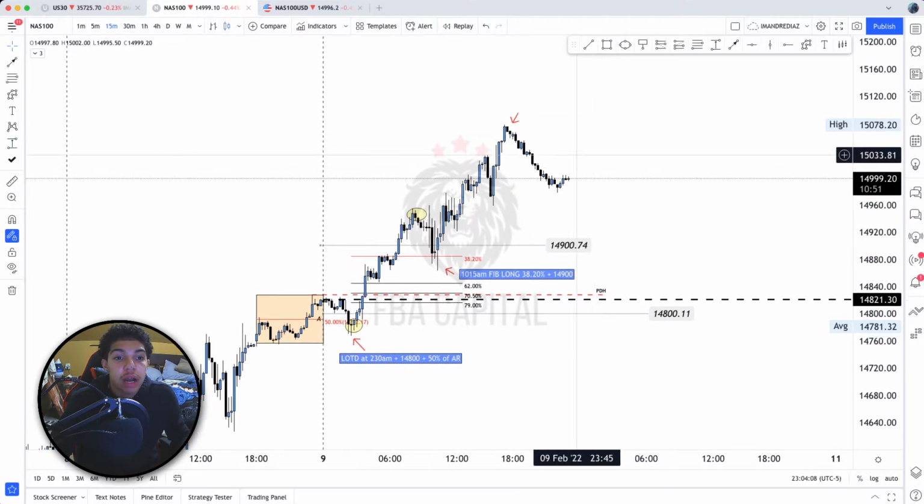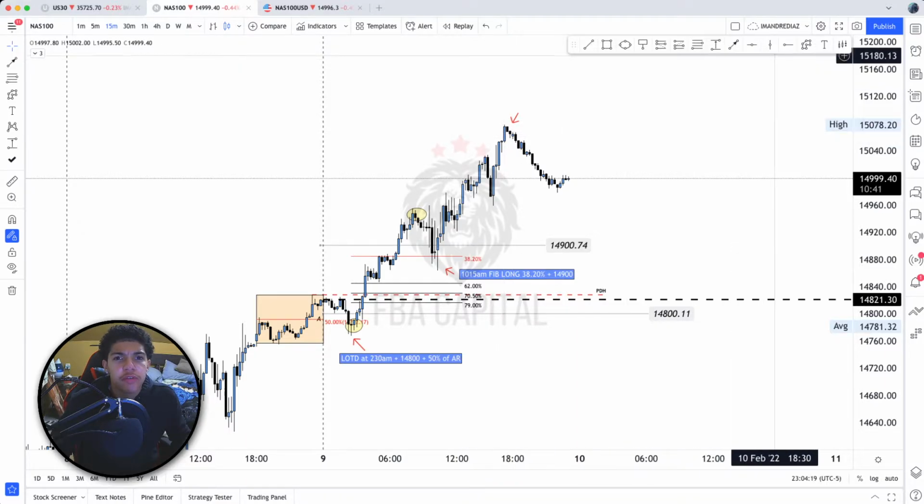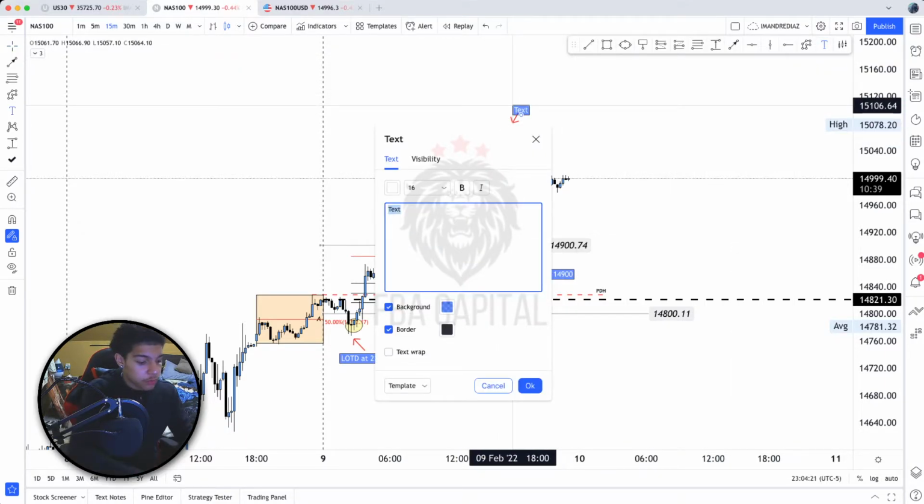Now we're going to bring our eyes to this area up here. Why is this significant? Because this is the high of the day. What time was this created? The high of the day was created, let's see, 3:15. This high of the day was created at 3:15. And is this of any importance?